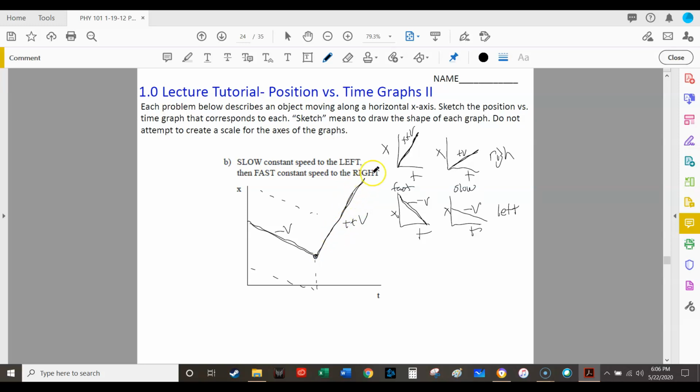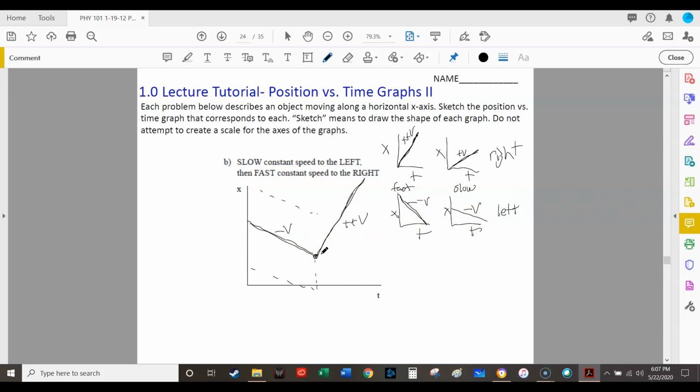So the more steep it is, the faster it is, the more level it is, the slower it is. Positive slope is to the right, negative slope is to the left. And so you're supposed to do something like this, okay?